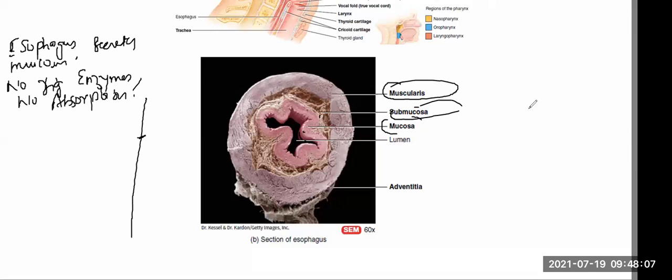right? Then there is one important thing. We know that the esophagus is passing through the mediastinum, right? And in the mediastinum, you have surrounding connective tissues. And the superficial layer of the esophagus is known as adventitia, right? Which is the superficial layer of the esophagus. Rather than calling it serosa, we call it adventitia, right?